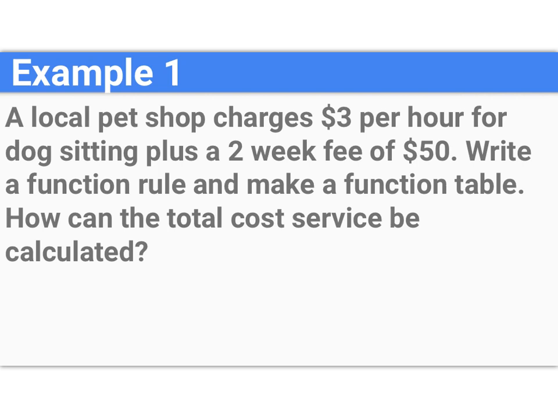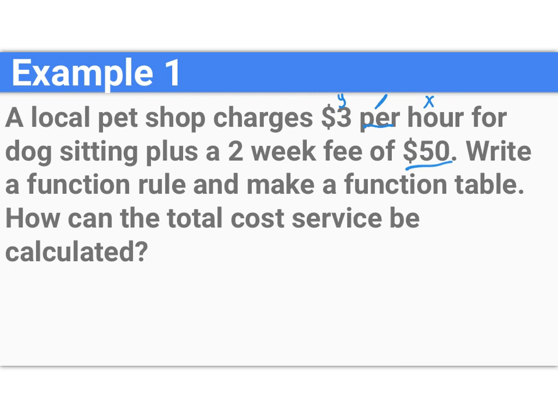A local pet shop charges $3 per hour. So let's circle this up. The word per, each, and every means divide. So what comes before per, each, or every is usually your y, and what comes after is your x. For a dog sitting plus a 2-week fee of $50. So this is your starting point. Write a function rule and make a function table of how can this total service be calculated.